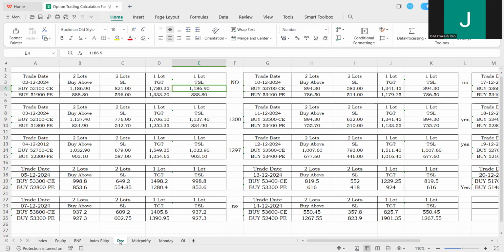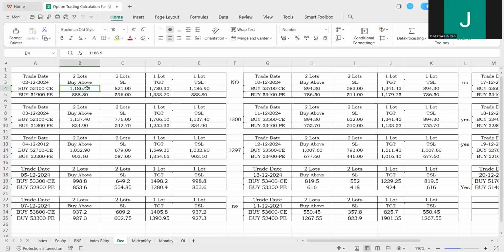I have already explained to the people who joined earlier where the entry is made. The entry is made only if the price crosses 1,186. Here, for example, 2nd December, you are able to see the Excel sheet, right? Right. So in the Excel sheet, we have 1 minute. So 2nd December, 52,100 call.